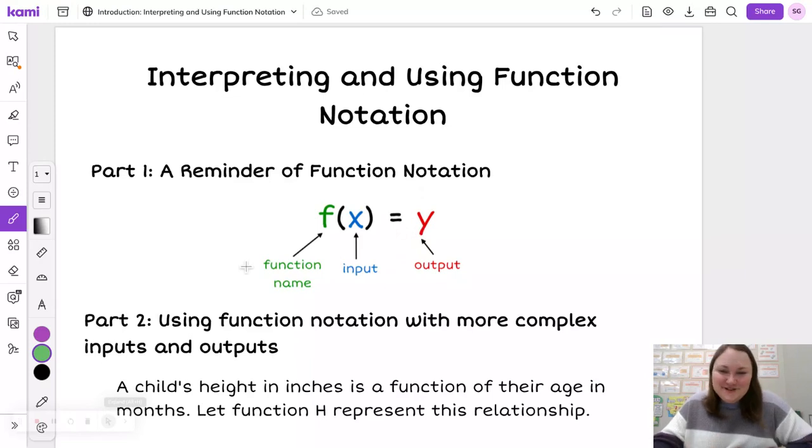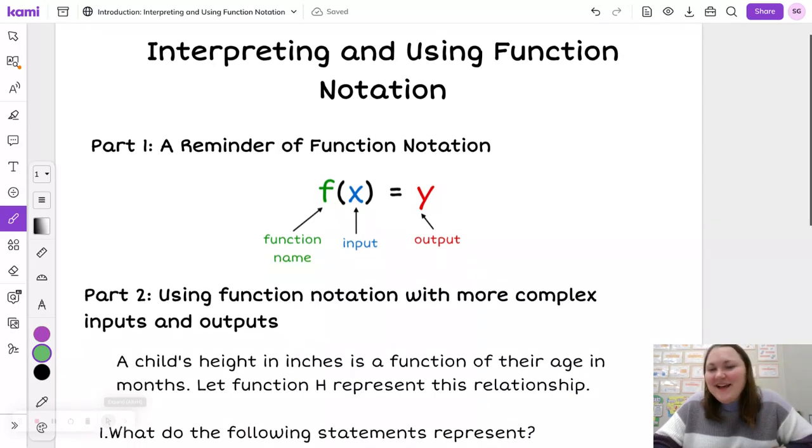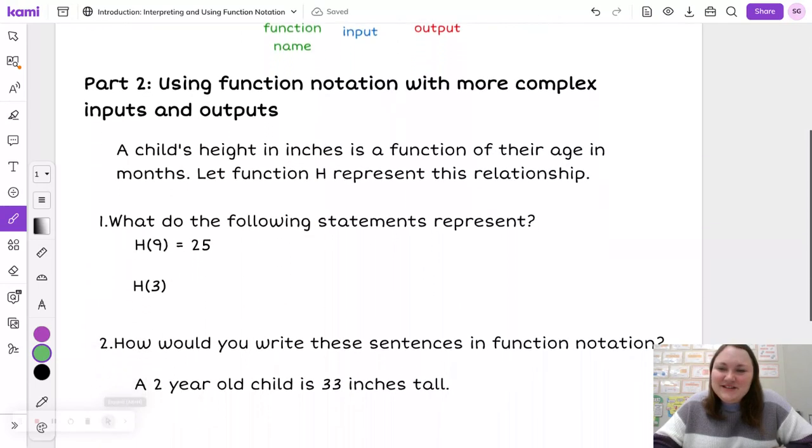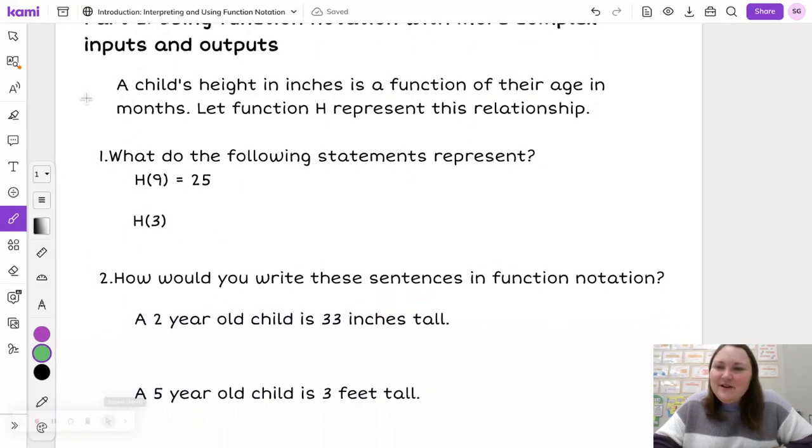So keeping function notation in mind, the focus of today's lesson is going to be using function notation with situations where the input and the output are a little more complex. And to give you an idea of what I mean by that, we've got this situation here. The story we're going to be focusing on is a child's height in inches is a function of their age in months. Let function h represent this relationship.